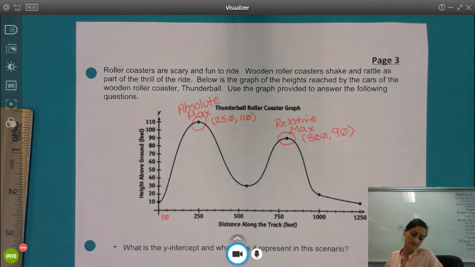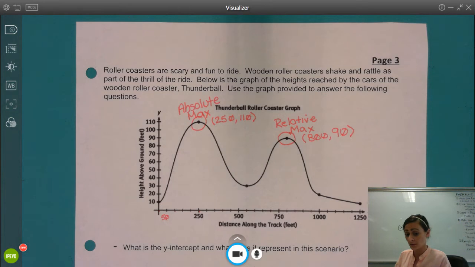So that is our maximums. Now we're going to do the same thing looking at minimums. So an absolute minimum will be the lowest point or points that we can get to on our graph.